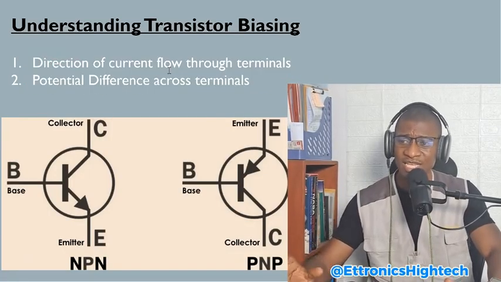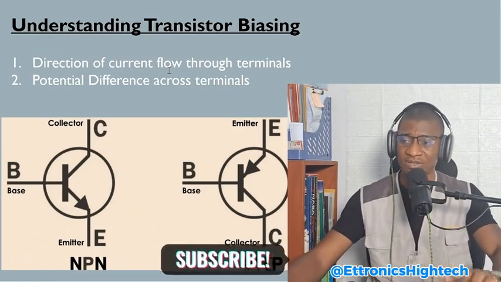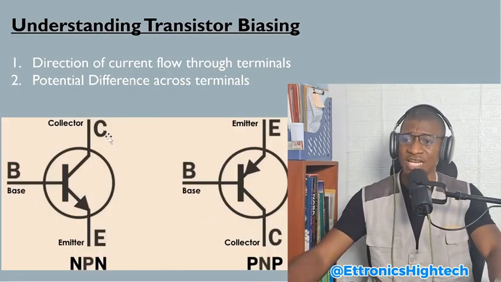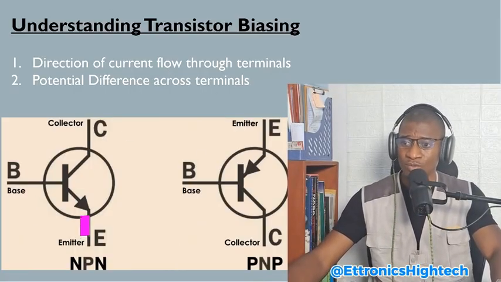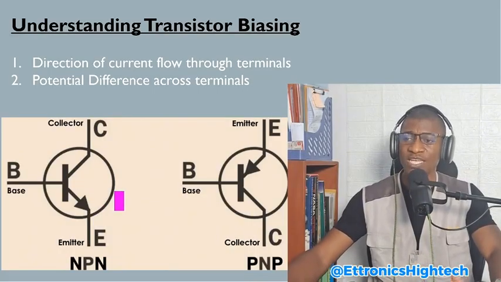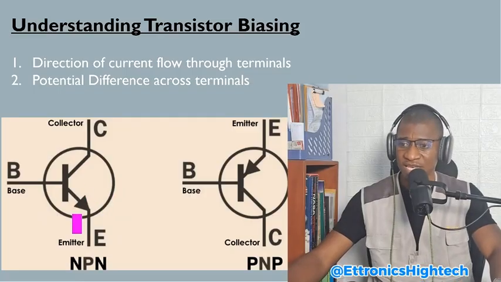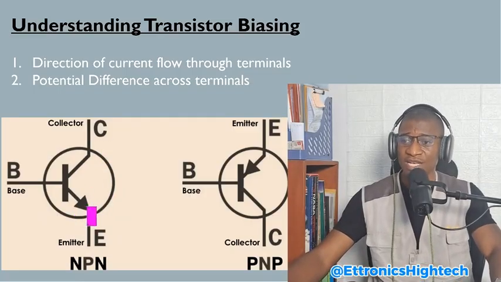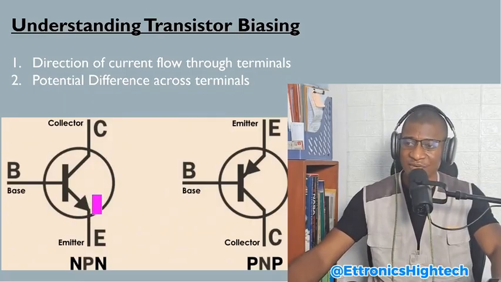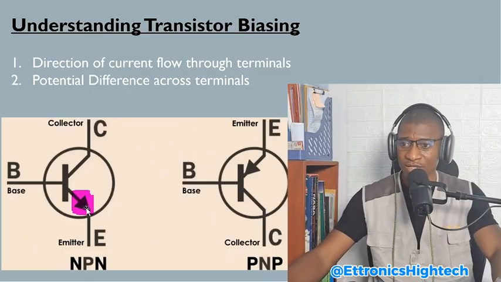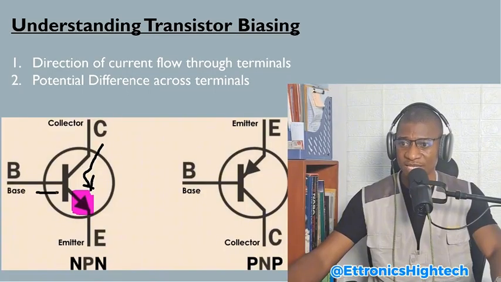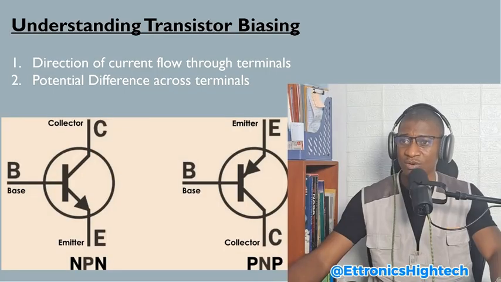So you should be able to understand the direction of current flow in the particular transistor you are working with. So if you are working with an NPN transistor, you should be able to identify how current flows in that transistor. For example, here we have an NPN transistor, and you can see that there's an arrow that indicates the direction of current flow. So this arrow here shows that current flows from the collector down to the emitter, and also current flows from the base down to the emitter. That is what this arrow here shows. So the arrow helps us to understand the direction of current flow in the transistor.